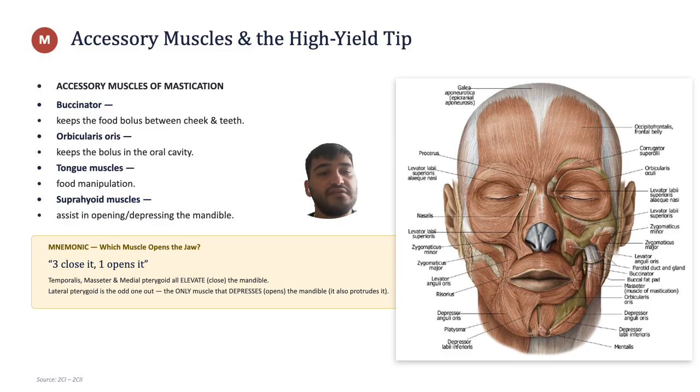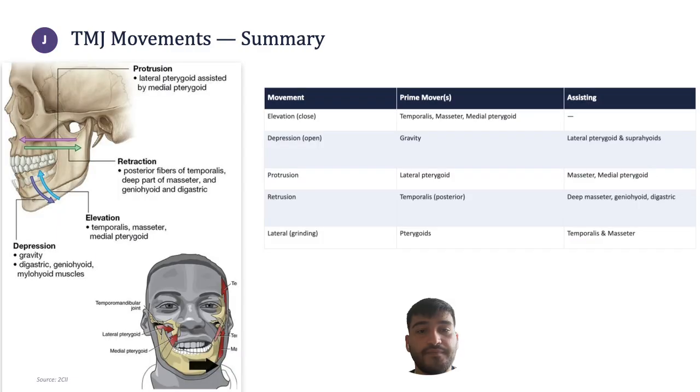And then some accessory muscles and high-yield tips to focus on are the buccinator, the orbicularis oris, tongue muscles, and suprahyoid muscles. The suprahyoid muscles also assist in opening and depressing the mandible, apart from the lateral pterygoid.